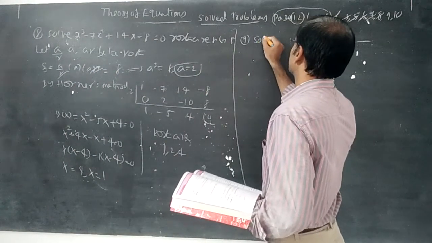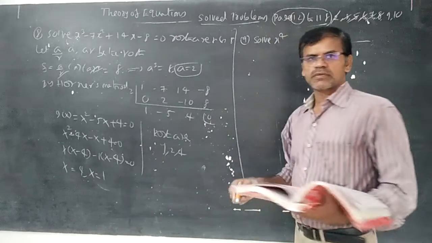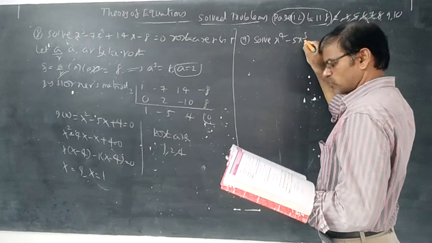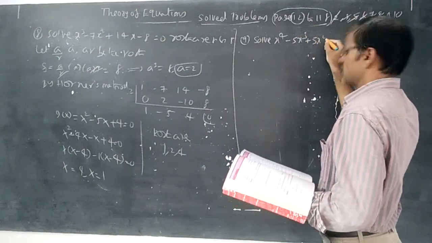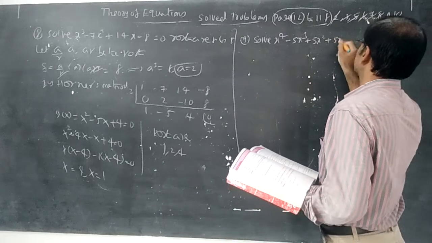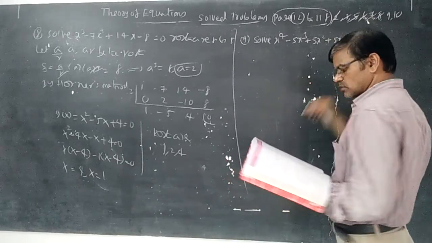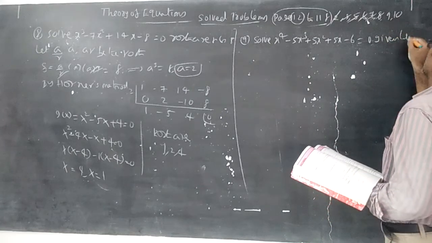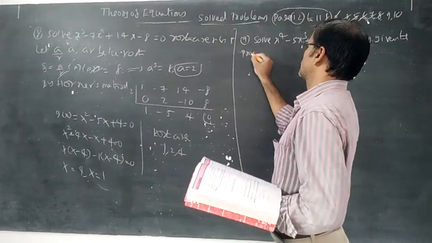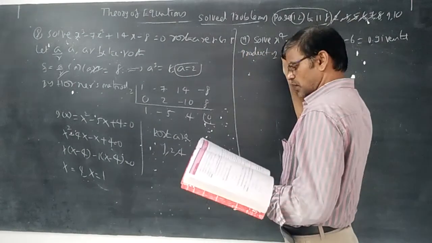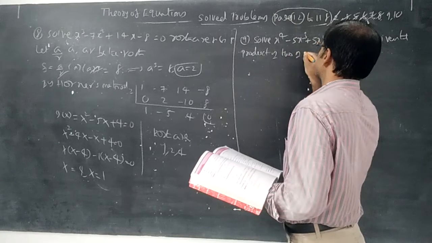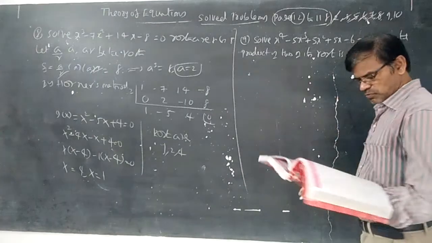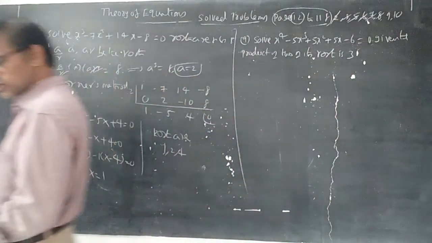Solve x power 4 minus 5x cube plus 5x square plus 5x minus 6 equal to 0. Given that the product of two of its roots is 3.